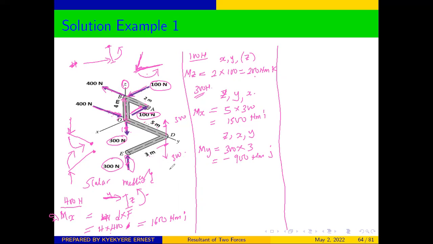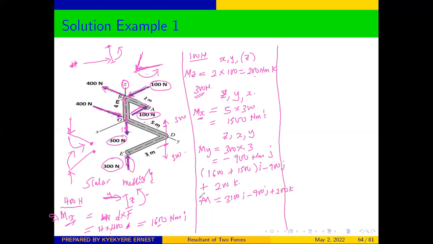Now that we have been able to do all the different forces, we just have to put them together to find the single couple. You see that we have x here, and then we have x here, so we can put the two together, which will be 1,600 plus 1,500 i. Then we only have one j, so we have negative 900 j, and then we have only one z, which will be 200 k. From here, our resultant moment is going to be 3,100 i minus 900 j plus 200 k.